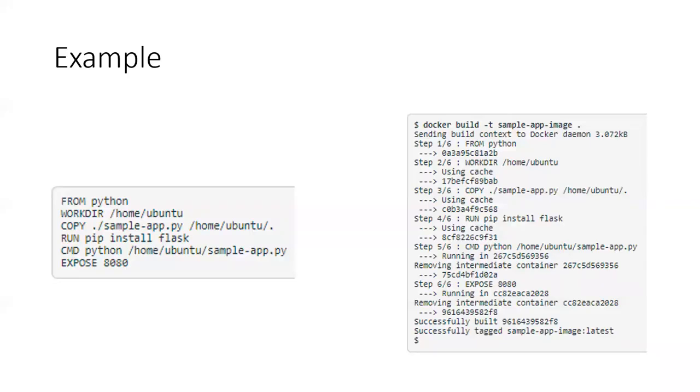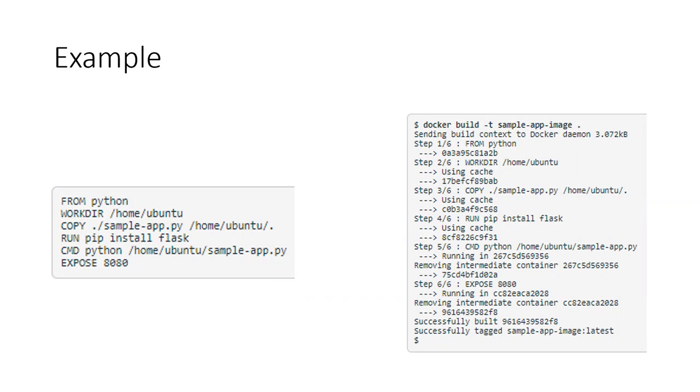So here is an example of a Dockerfile that containerizes a Python application. So FROM Python, WORKDIR /home/ubuntu, a COPY, and then RUN command, and then EXPOSE. What does it mean?